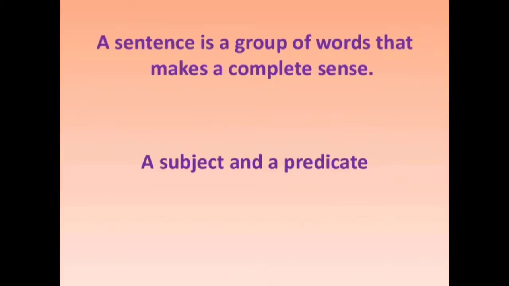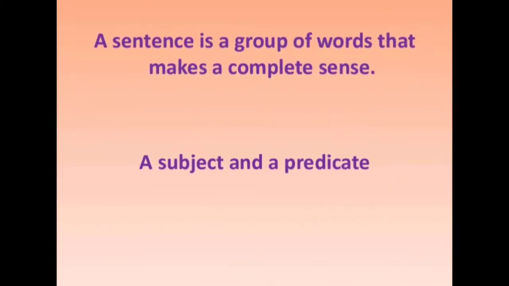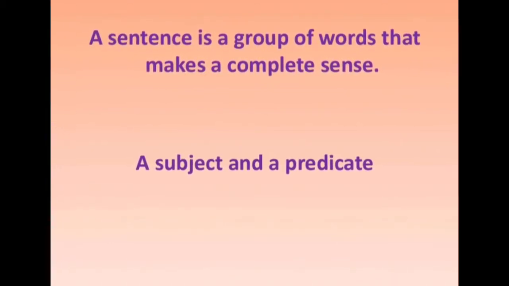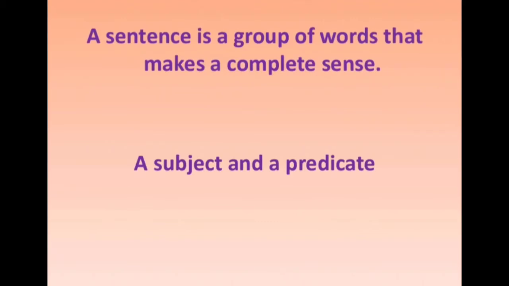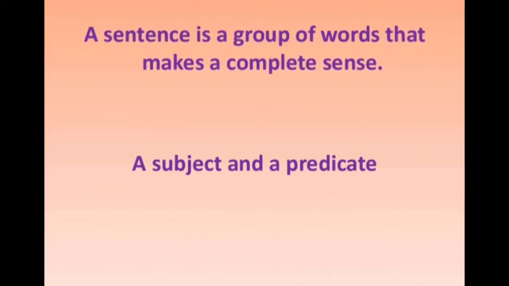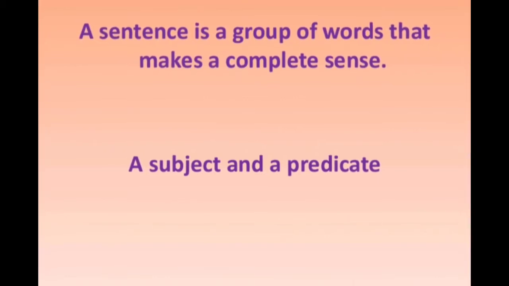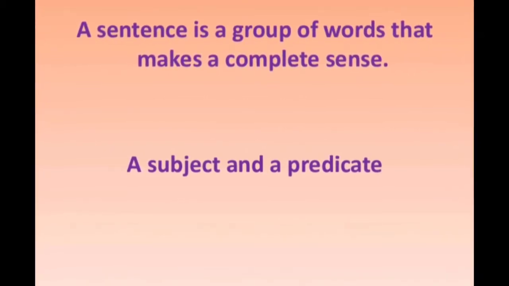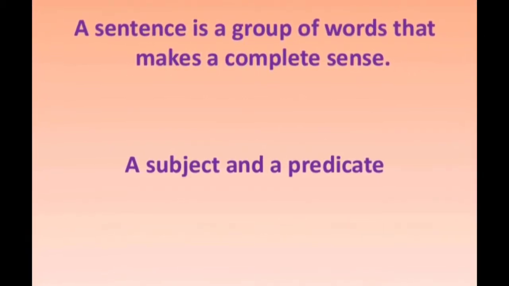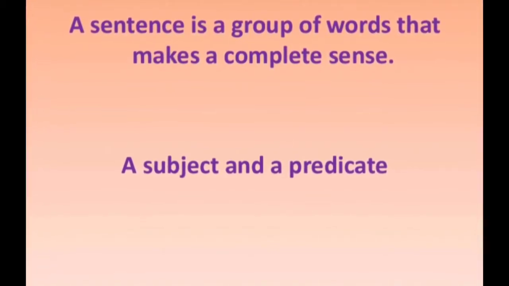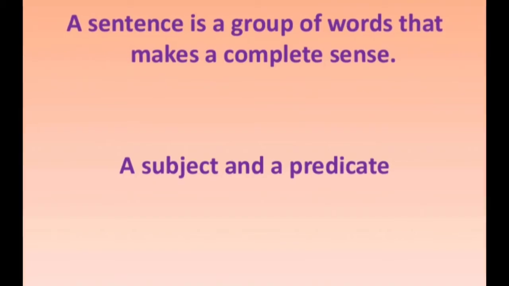In chapter 1, I already explained to you about a sentence. A sentence is a group of words that makes complete sense. Every complete sentence needs two things, a subject and a predicate. But what exactly are they?